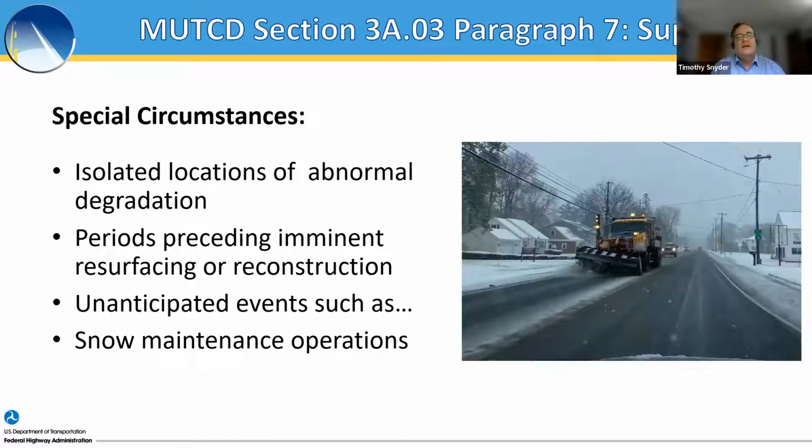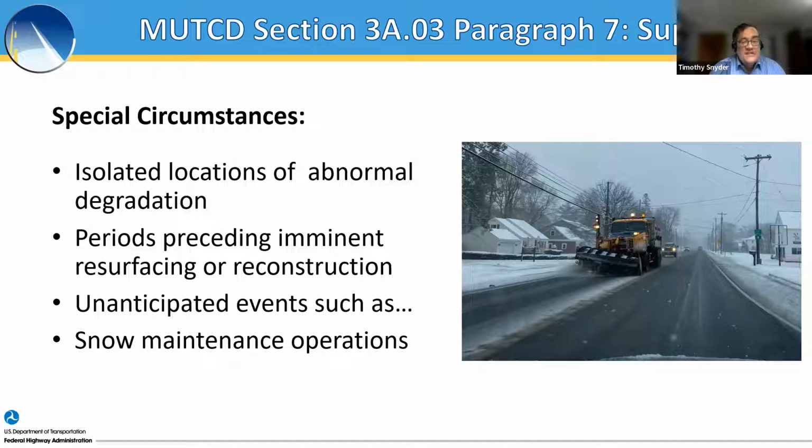Feel free. So there's a few special circumstances. This is paragraph 7. It's offered as support, and it just recognizes that there's some situations that will periodically cause pavement marking retroreflectivities to drop below minimum levels. So in these circumstances, you get a little bit of an opportunity to not have to worry about them exactly at that immediate point, but isolated locations of abnormal degradation. You got some material failure or something for a section. There's some opportunity to recognize that as not going to be putting you out of compliance.